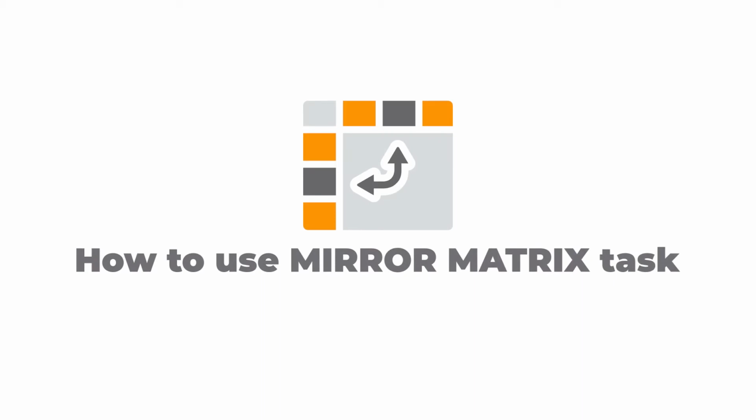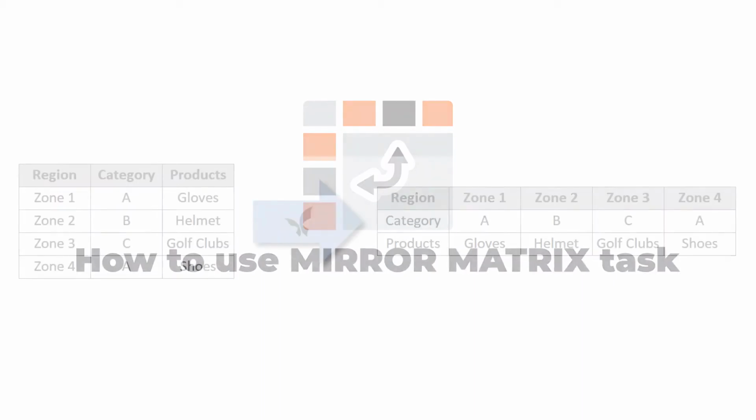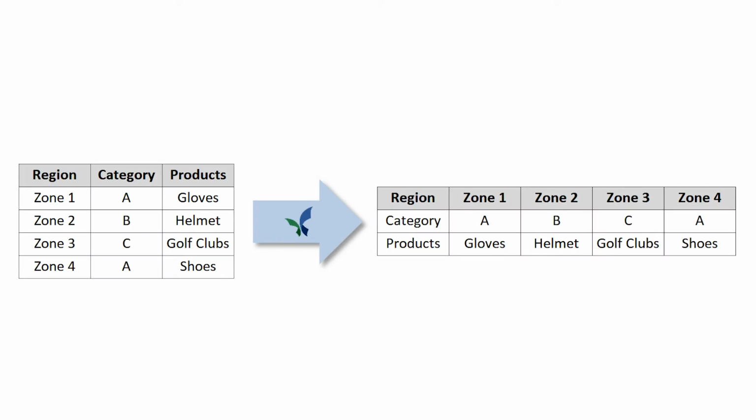In this video, we will show how to use the Mirror Matrix task in ZippyDoc. This task can be used to flip a data table along the downward sloping diagonal. This results in row headings in the input table becoming column headings in the output table and vice versa. This makes the Mirror Matrix task a useful tool to quickly reorganize a data table.